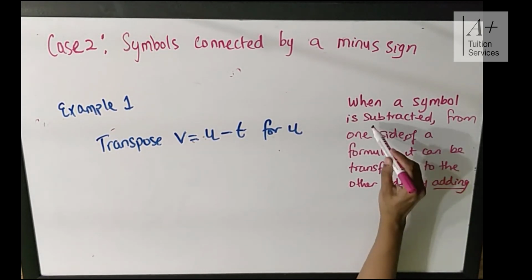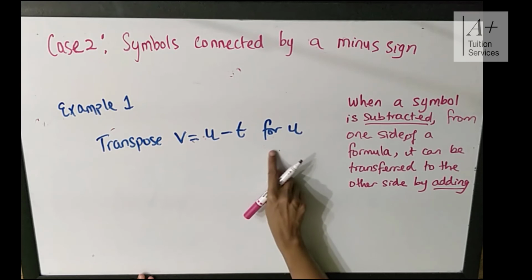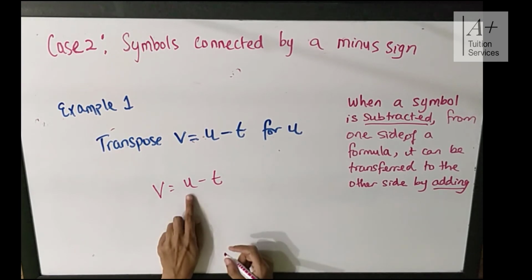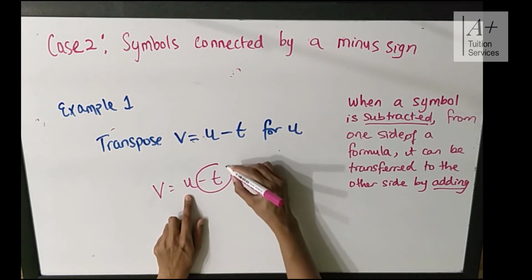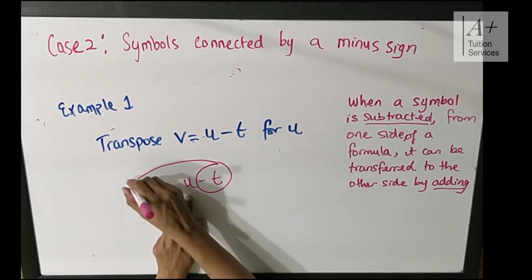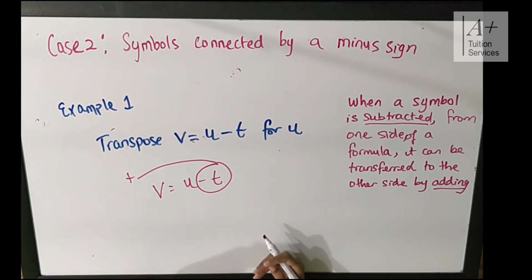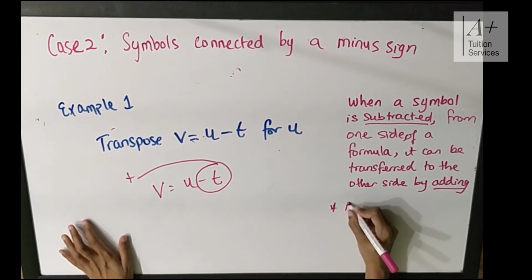So when a symbol is subtracted from one side of a formula, it can be transferred to the other side by adding. So we have example one here. V is equal to U minus T, and we want to make U the subject, so for U, okay? So we'll write it again. V is equal to U minus T. We want to leave U by itself because we want to make U the subject. So what we have to do is move this minus T across and it will become positive. Now just like in equations, when you move a letter or number, you're also moving the sign in front of it. So never forget that.